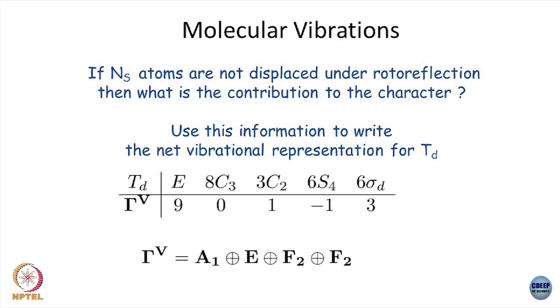C2, you can check it out how the C2 axis is fixed on the TD plane, okay, and see which atoms are getting displaced, which atoms are not getting displaced, okay, and then you can figure out that this is 1. For the roto-reflection, I have not really worked it out for you, but I want you to first do that and then you can figure that out, it is minus 1. After you have written this, writing this down is very straightforward. You know how to find the number of times in a reducible representation each rep occurs. For that you need the character table, and using the character table you can fix it.